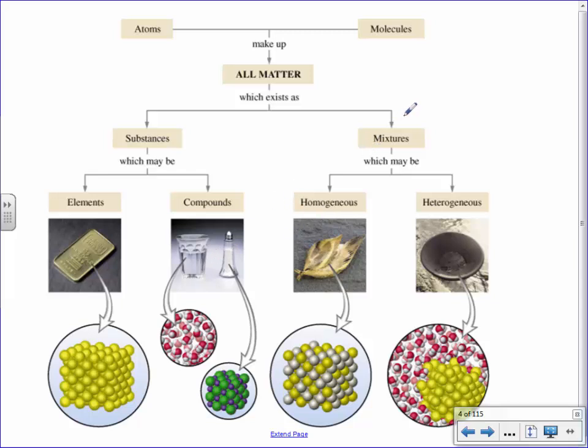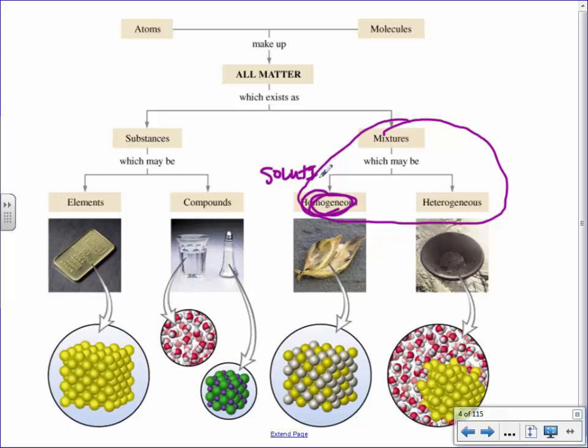We are going to focus specifically on mixtures here. Most specifically, we're going to focus on homogeneous ones that are solutions, because that's really where solutions fall. Solutions are a homogeneous mixture where you can't see any difference in them, right? They've all been mixed thoroughly together.